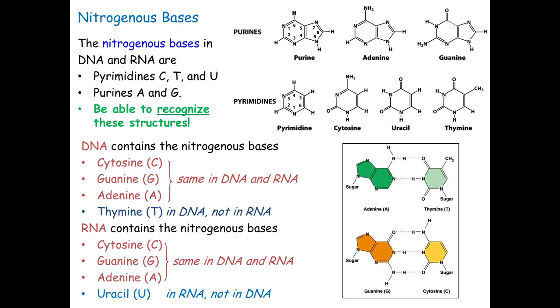Okay, so I want you to remember which ones are in DNA and which ones are in RNA. That's a really easy question. C, G, and A are in both, but thymine is exclusive to DNA and uracil is exclusive to RNA. They kind of take each other's place, and they're only a methyl group apart.